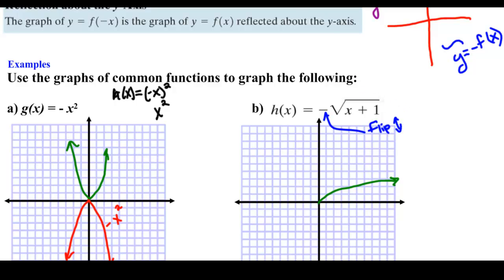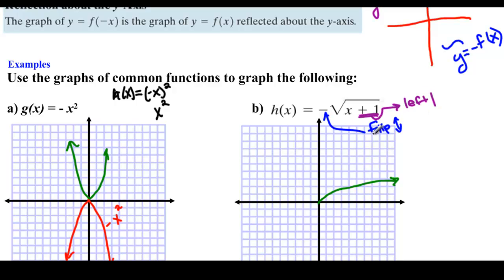And then this plus 1 here, plus 1 is with the x. So if it's with the x, it's going to do the opposite of what it looks like to the left or right. Plus 1 feels like it should go to the right, but because it's with the x, it's the opposite. So it's going to be left 1.